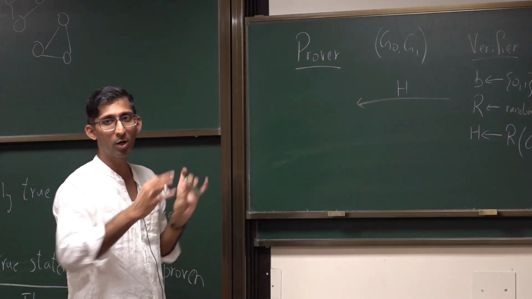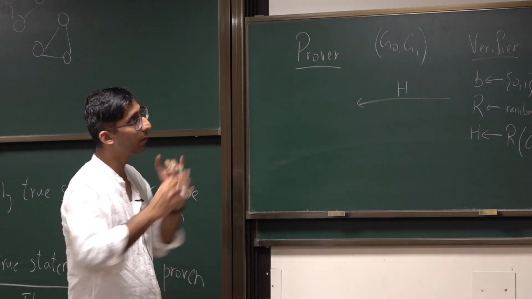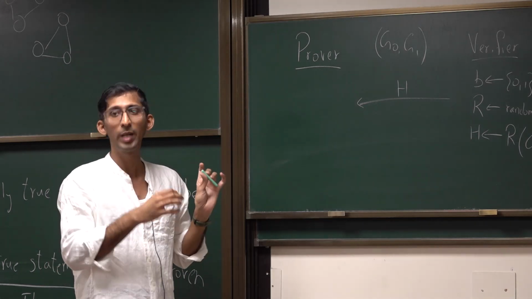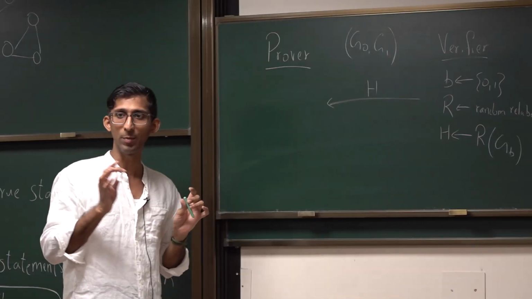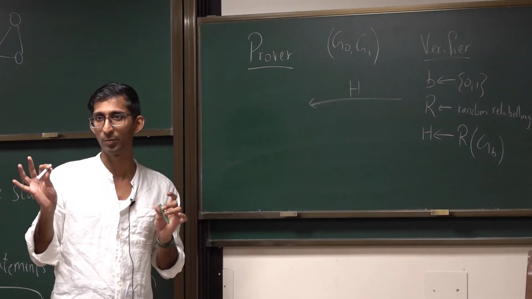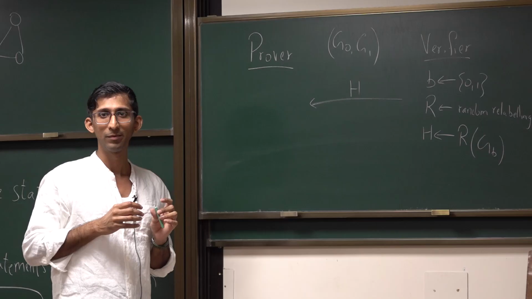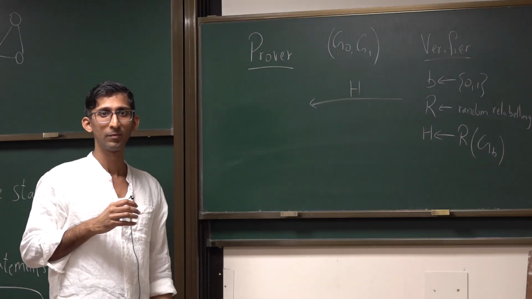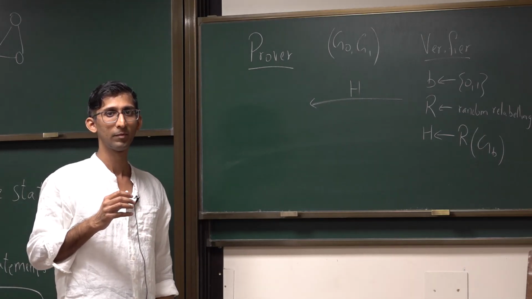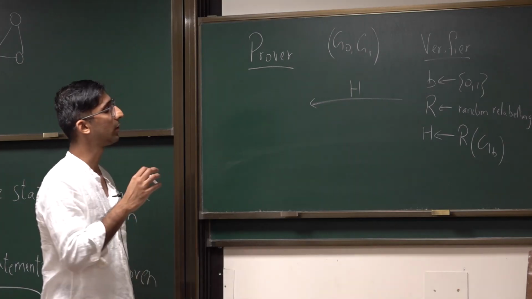So the way I want to model my system is I want my verification to happen in polynomial time, but I'm going to allow my prover to run in whatever time it wants. I'm not going to place a bound on the power of the prover. Yes, so that's what the prover is going to do, right?